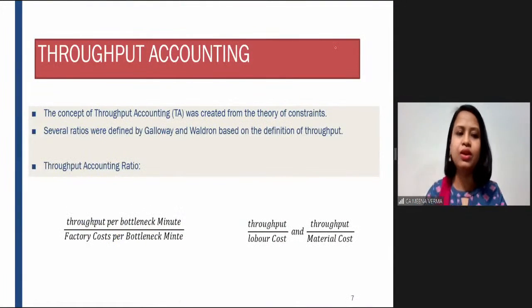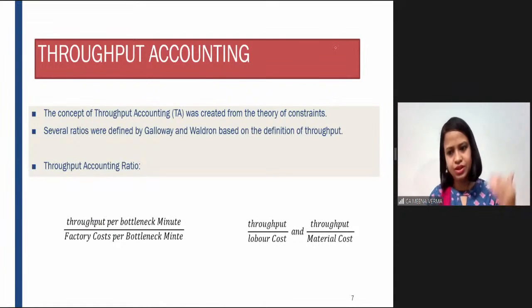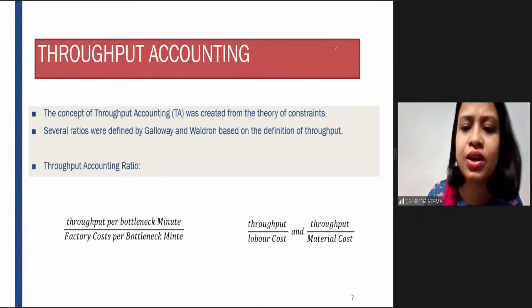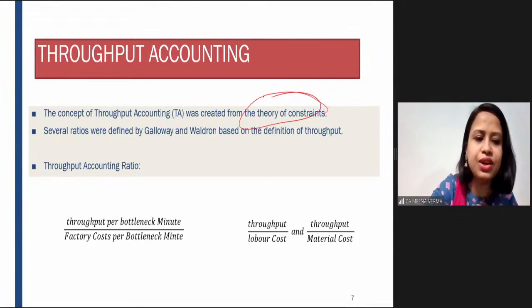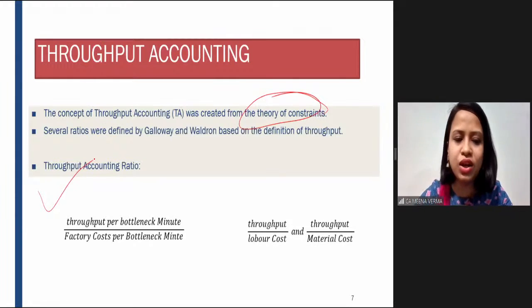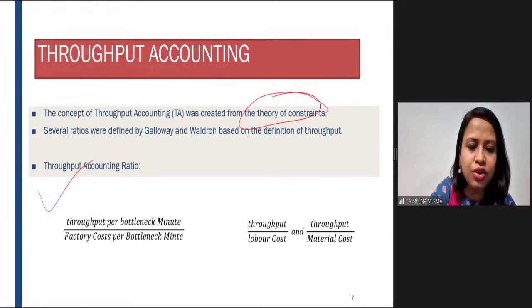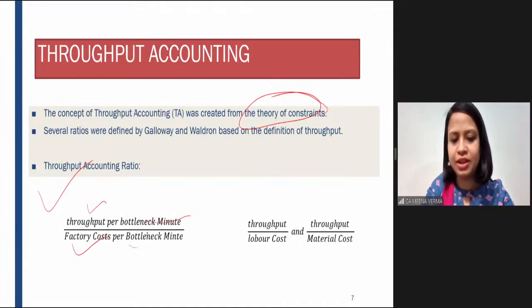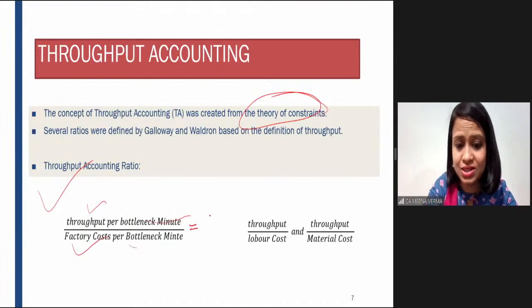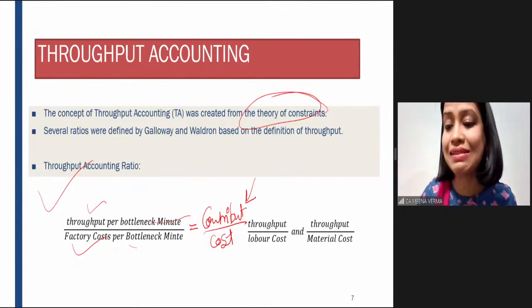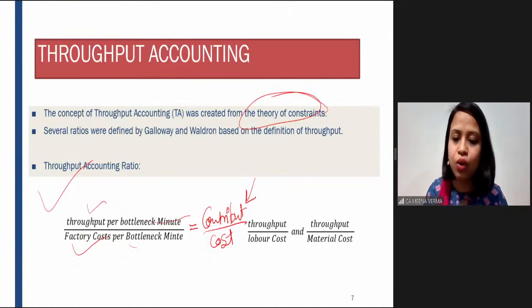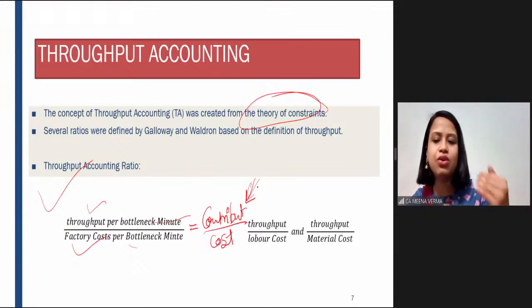Now the topic is throughput accounting. It is related to the theory of constraints. What is throughput accounting? Throughput accounting was created from the theory of constraints. We will study a ratio at this place, the throughput accounting ratio. What is this ratio? We will find the throughput contribution per bottleneck minute and factory cost per bottleneck minute. That means we will consider contribution upon cost. This contribution is related to the place where your resources are limited.